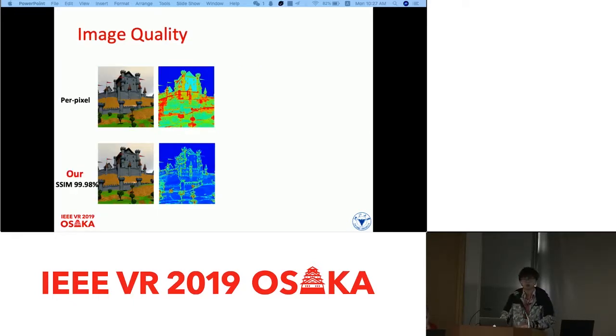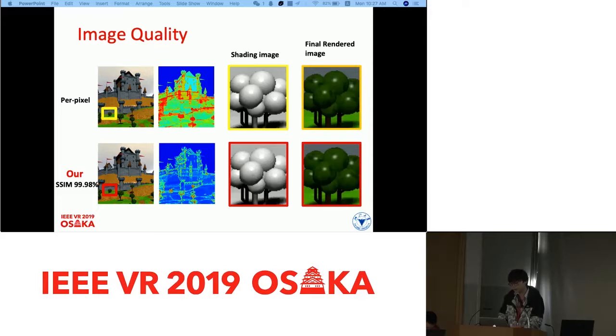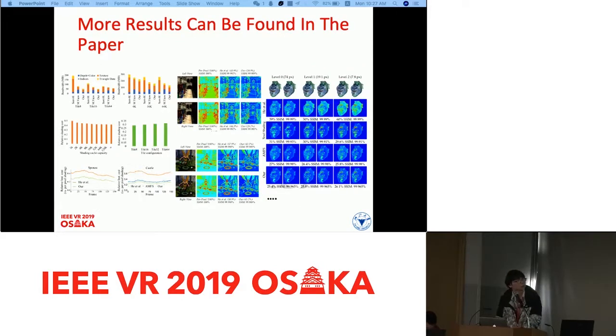As for image quality, we use SSIM as a quality metric. The overall difference is quite small. There are some artifacts after reusing shading results, such as on the curved surface, but the difference is barely noticeable in the final rendered image. More results can be found in the paper.